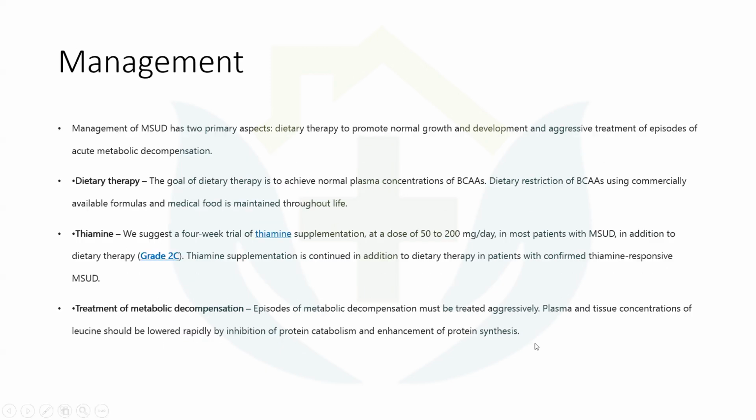So management, nothing much is there. Basically, dietary restriction of branched-chain amino acids has to be done, and there are several formula feeds that have to be given. It is a medical nutritional therapy, and it has to be maintained throughout life because this is an irreversible enzyme defect. There is nothing we can give as a supplement to metabolize these amino acids.